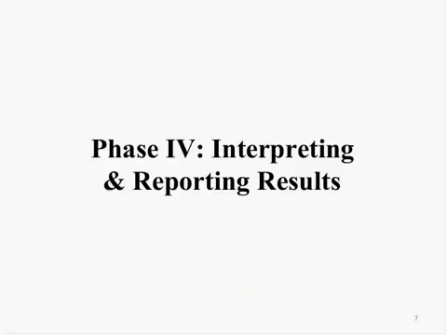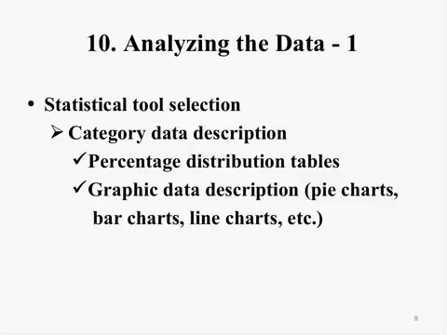Having said all that as prologue, let's begin now with phase 4, interpreting and reporting results, and that takes us to slide number 8. So, talking about analyzing the data. First, we'll talk about selection of the appropriate statistical tools, specifically for categorical data. We have percentage distribution tables and graphic data description tables such as pie charts, bar charts, line charts, etc. The graphic data description charts will be discussed in sections 11 and 12 later on in this webcast.